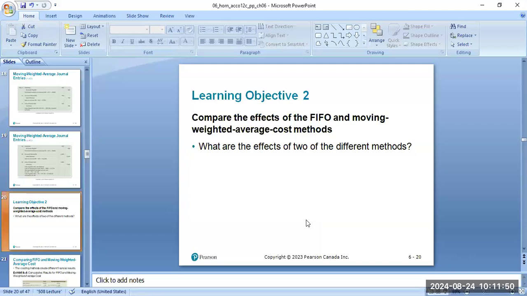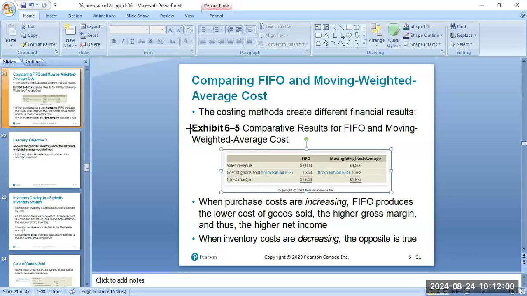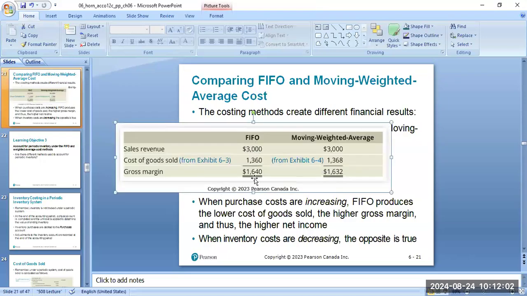Now, if we have to compare both methods and what will be the effect of the methods, once we compare them, we're going to see exactly what we saw on our Excel spreadsheet. First in, first out is going to produce higher gross margin. Why? Because we're holding more in the inventory. Where the moving average is going to show lower gross margin. Why? Because you're holding less in the inventory.